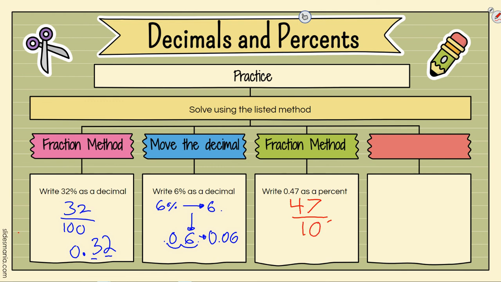All right, good start. So 47, it's in the hundredths place, so it's over 100. Now what are we going to do? Now we need to get it into a percent. Excellent. Just take the numerator, write it as a percent, 47%. Nicely done, Kyle.